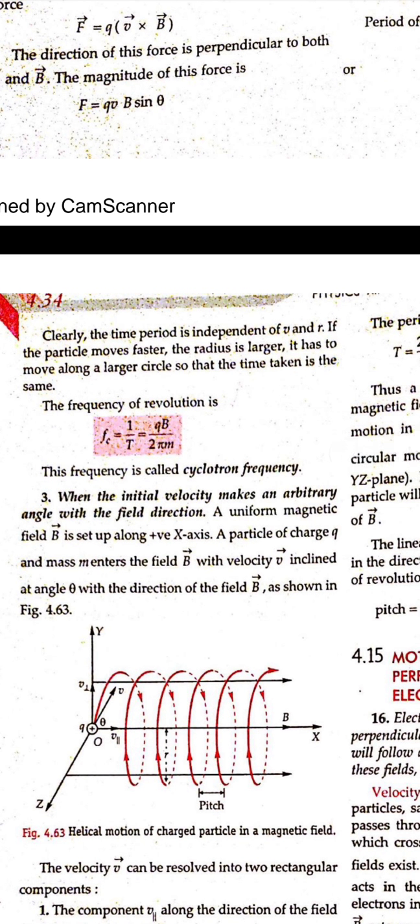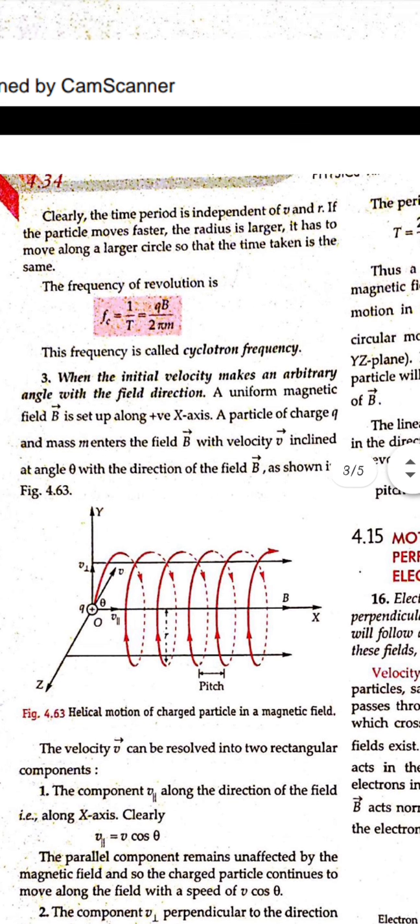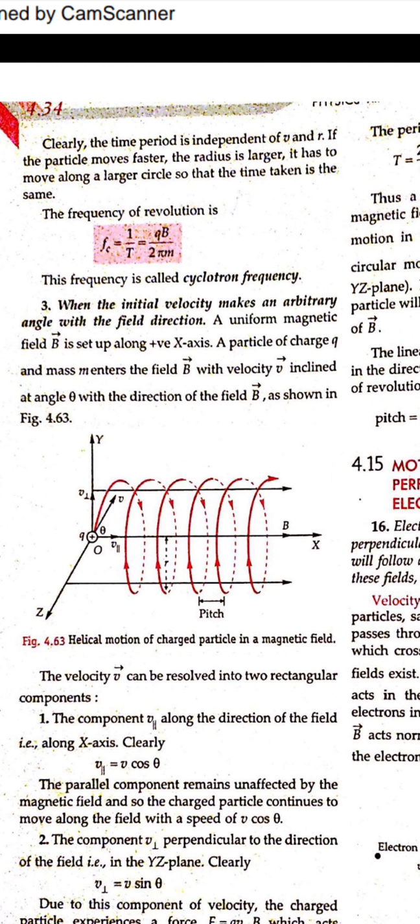So after that, when the initial velocity makes an arbitrary angle with the field direction. Whenever it makes an arbitrary angle, it means it is projected at an angle. So the uniform magnetic field B is set up along the x-axis. Here you can see that the helical shape is there, and the magnetic field is working along the x-axis.